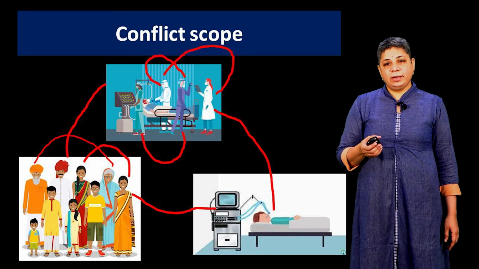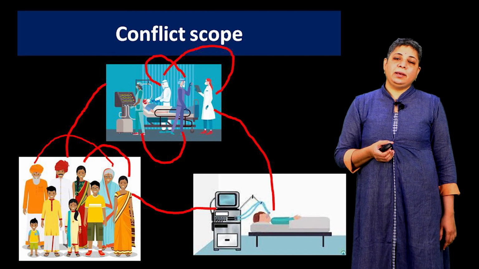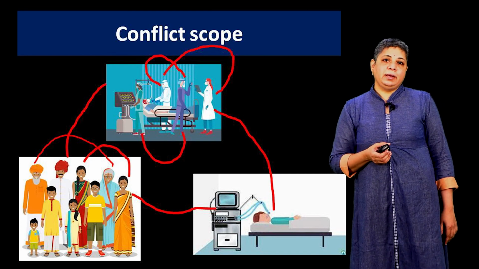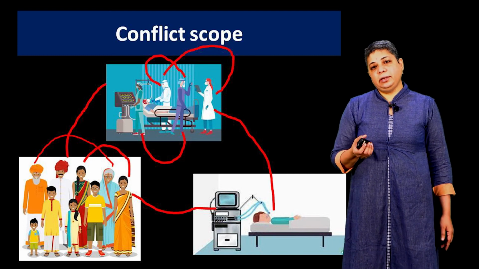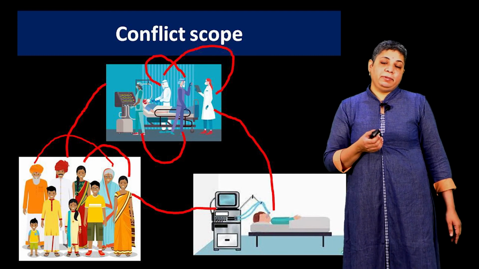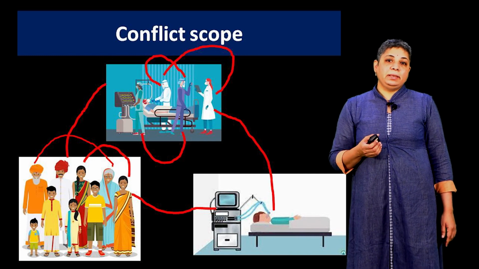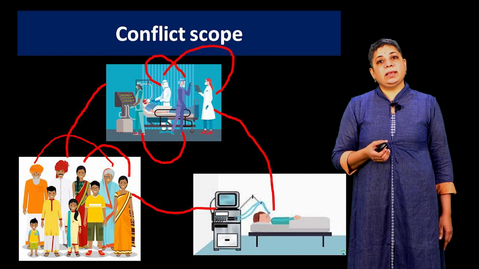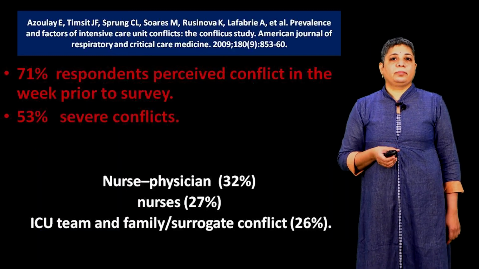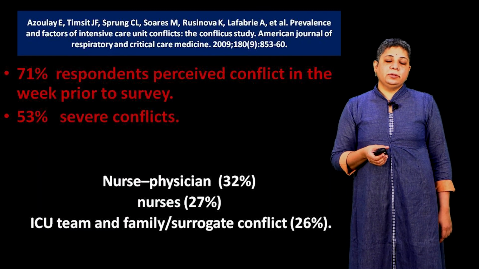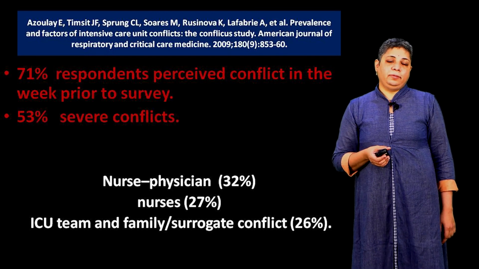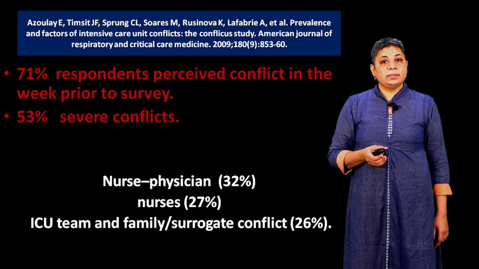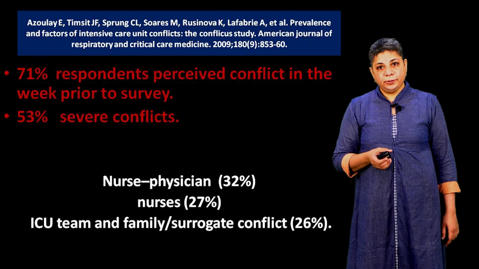So there could be conflict amongst team members of the ICU team, amongst nurses and physicians, among doctors and other staff, other multidisciplinary doctors, between family members, between patients and family members, patients and doctors, patients and nurses. So the scope for conflict is as endless as is the scope for communication. So why do we need to even learn about conflict management in the ICU? Is it such a common occurrence, or is it something that is common only in our scenario?